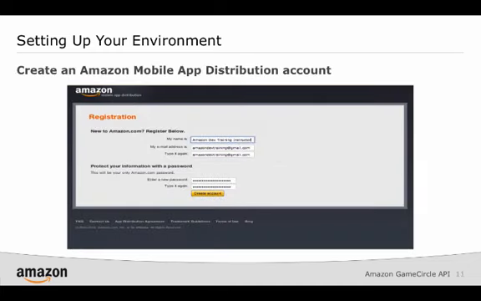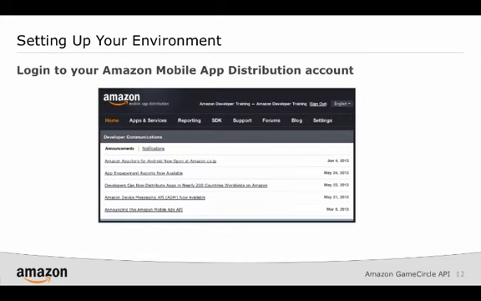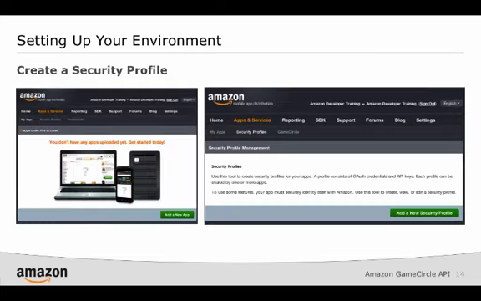Once you have Java and Eclipse installed, create an account on the Amazon Mobile App Distribution Portal. Log in to your new account to obtain access to the Game Services SDK and establish a security profile for your game. To use some game services provided by Amazon, including GameCircle, your app must securely identify itself. Security profiles enable this by associating OAuth credentials and API keys with your game.